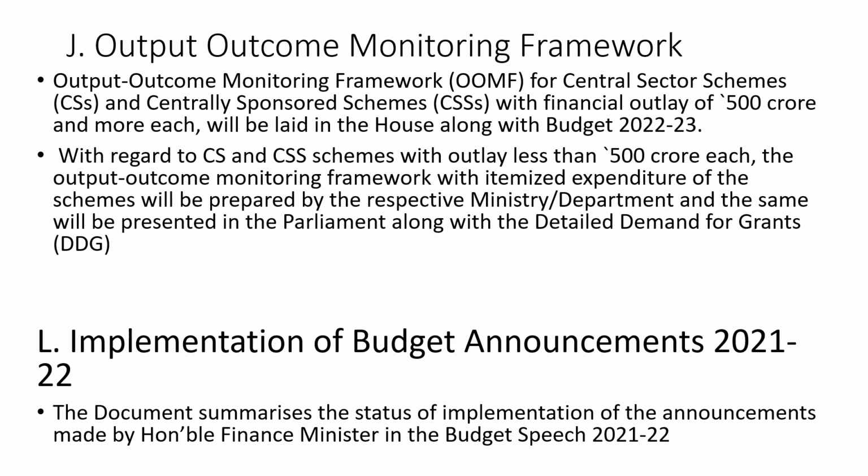Next, finally, we have the implementation of budget announcements of 2021-22. In the previous fiscal year, the government made many announcements, and how far the government could implement its previous budget announcements is something which plays a very important role in the budget speech of 22-23. This is not only with respect to 22-23. The government has to make such an analysis in every budget. The document would be summarizing the status of implementation of announcements made by the finance minister in the previous budget.